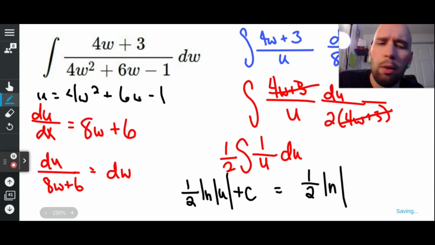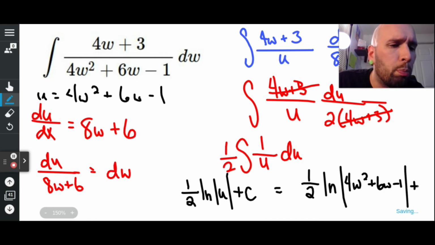Ln of 4w squared plus 6w minus 1, close absolute value, plus c. Boom.